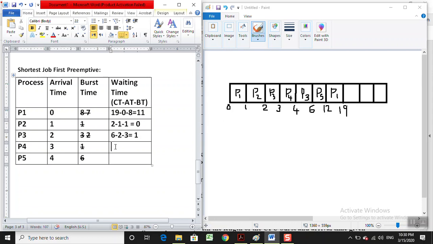And then P4, when did it finish? It finished at 4. What is the arrival time? It's 3. And what is the burst time? It's 1. So 4 minus 3, 1, 1 minus 1, 0. That is no waiting time for P4. And P5 completion time is 12, arrival time is 4. And what is the burst time? It's 6. 12 minus 4 is 8. 8 minus 6 is 2 milliseconds.